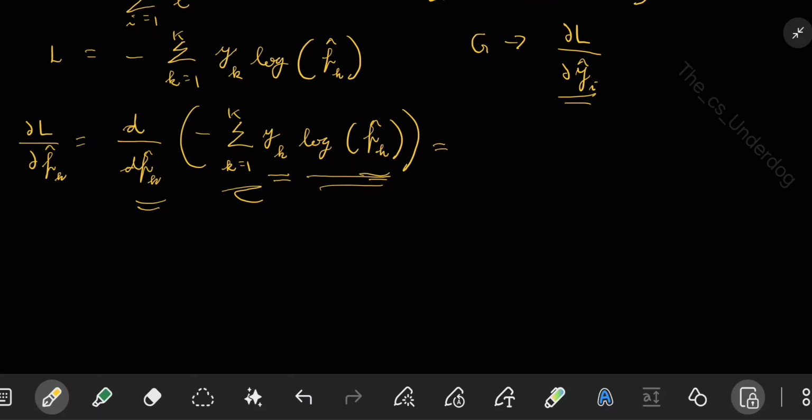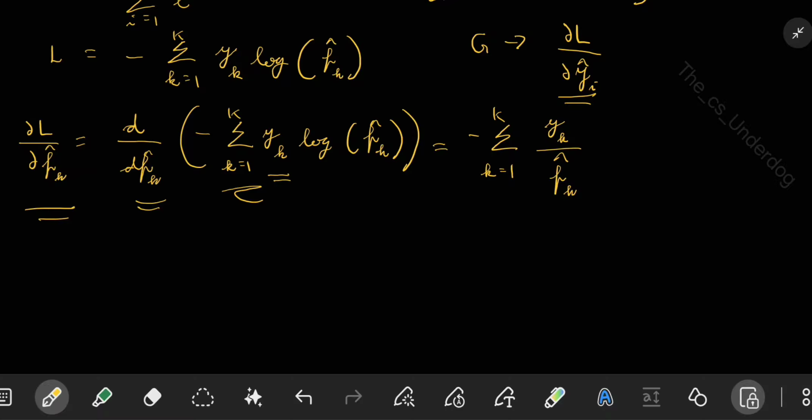You will say this is equal to minus sigma k is equal to 1 to k. You will have that yk here, right? So yk divided by pk cap. So this is your derivative. You understood how this pk cap came, right? I am taking the derivative of log pk cap. That will be 1 by pk cap. Yk here will be constant, so you can write it as it is. So my first part, del L by del pk cap, this is clear.